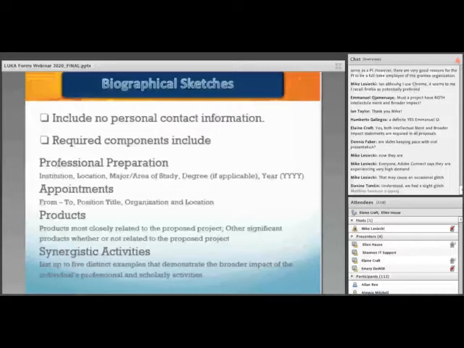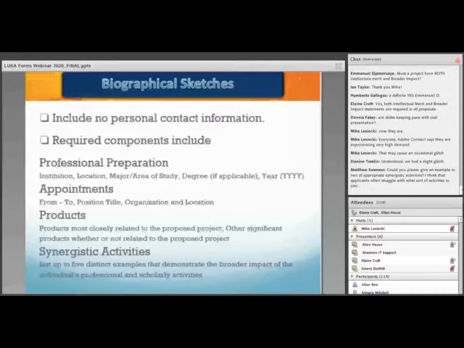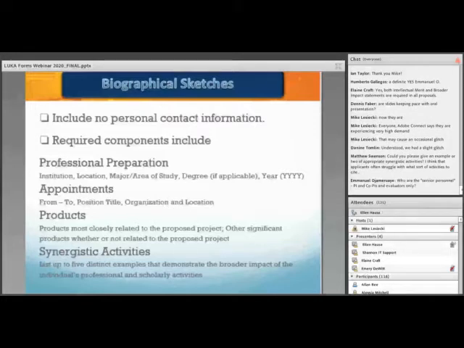And just as a note, if you do not have products or publications to share, that is okay. This bio sketch format has been created to also serve the needs of the research community applying for NSF funding. So again, it's okay if you don't have anything to list in this particular section. Then we have synergistic activities, and this is where you would provide a list of up to 5 examples that demonstrate the broader impact of the individual's professional or scholarly activities as it relates to what you're proposing to do.